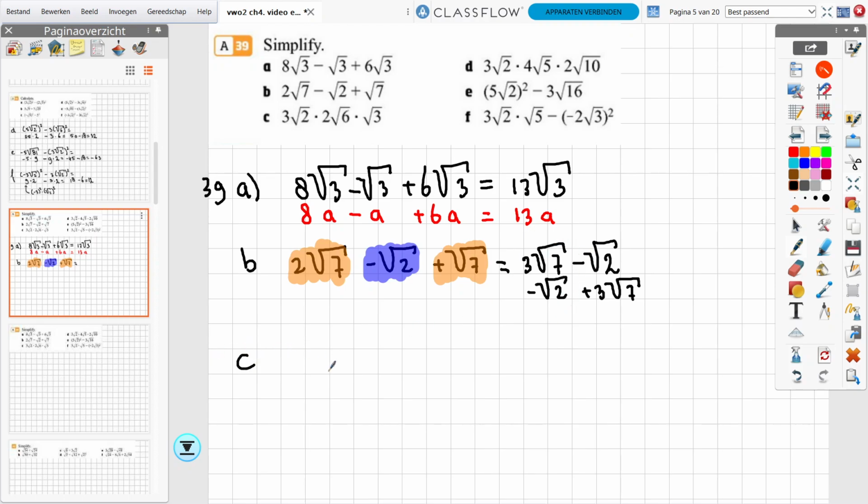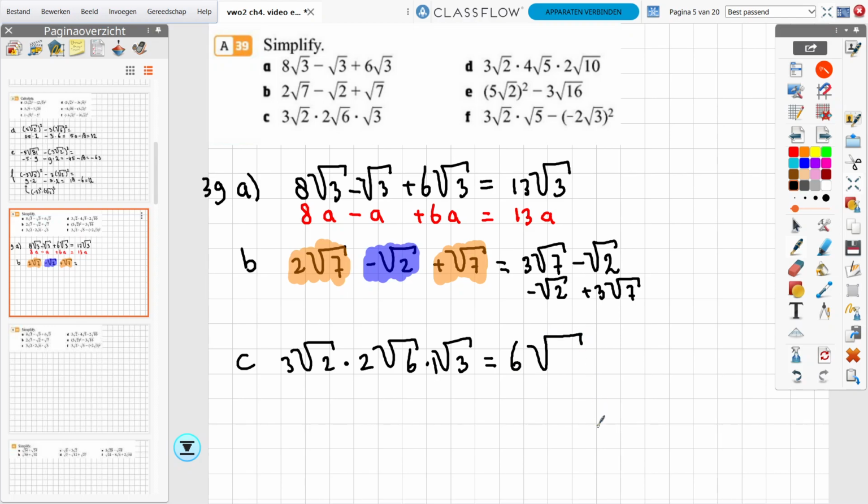Okay. At C, 3 root 2 times 2 root 6 times root 3. This is a multiplication, so I can always do this. I don't have to check for like roots, just do it. You can do this in one go. What you can do is multiply the numbers in front of the roots times each other. 3 times 2 times, you could say 1, again, if you so prefer. 3 times 2 times 1 is 6.